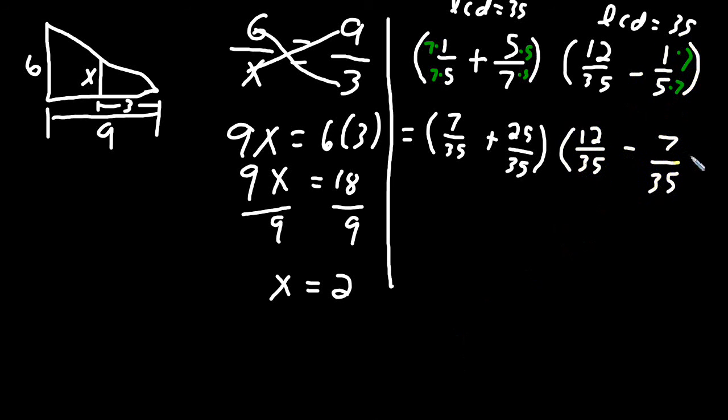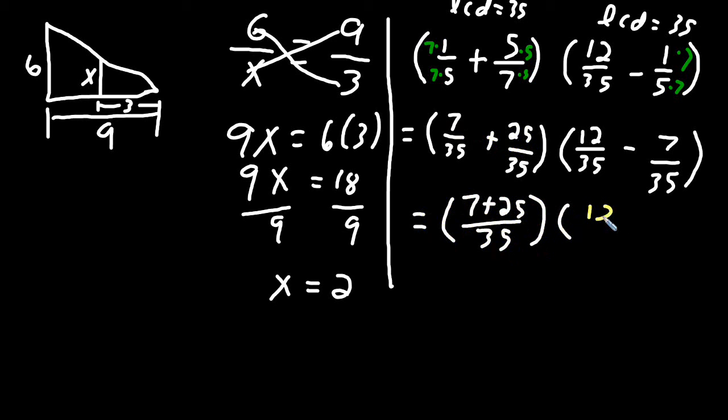Now that these fractions inside the parentheses have a common denominator, you can add the numerators. And so that'd be 7 plus 25 all over 35. This would be in the next set of parentheses. Again, we have a common denominator, and you just subtract the numerators and place it over that common denominator. Let's see, if we add the numerators, that's 32 over 35, and then we're going to multiply that. We subtract the numerators here, it's 5 over 35.